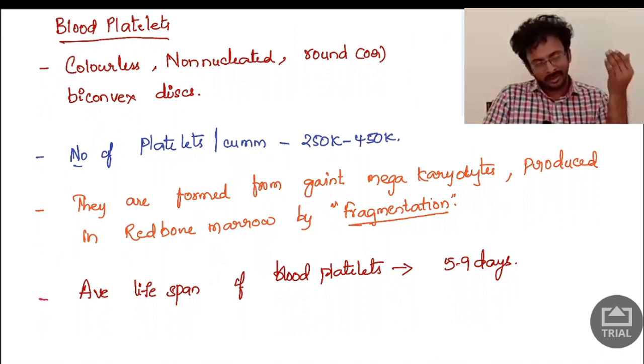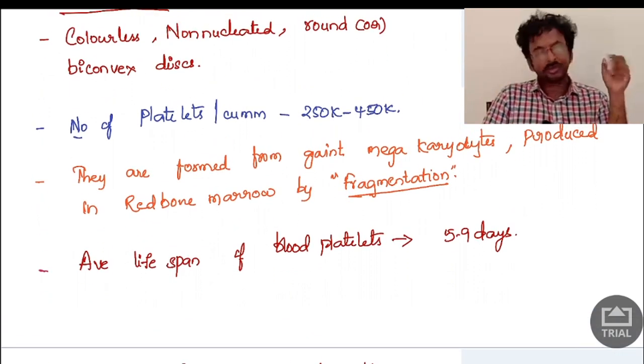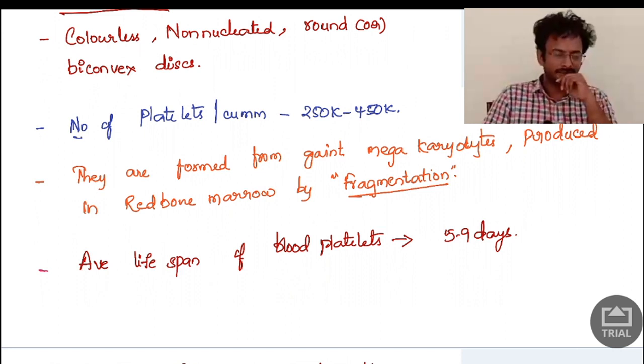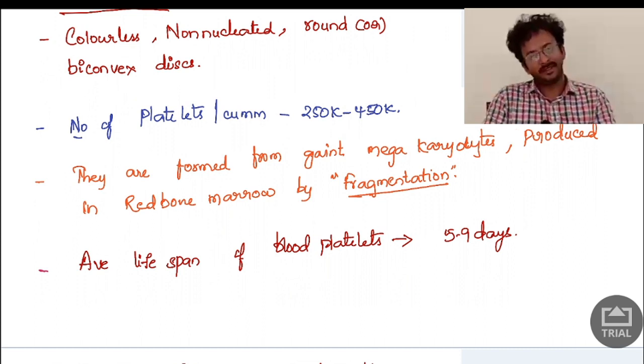Sir, and what is the lifespan of this? It is about 5 to 9 days. It's a very short half-life, but when comparing to WBC, it is better. WBC is just 2 to 3 days, 1 week, like that. On average, platelets are present for 9 days. By this you can understand what is meant by platelets.